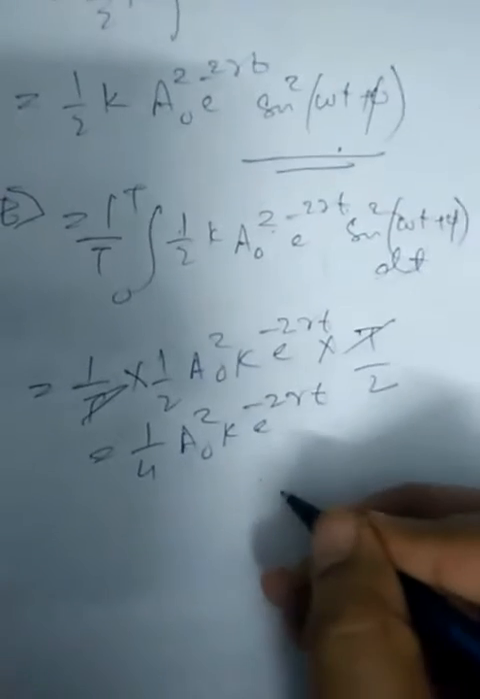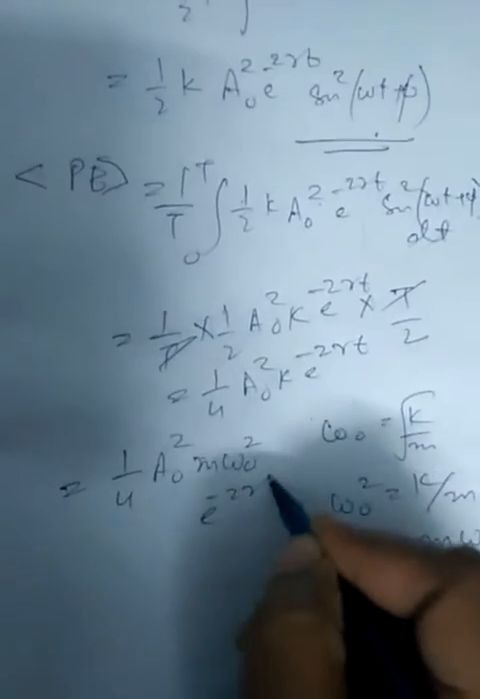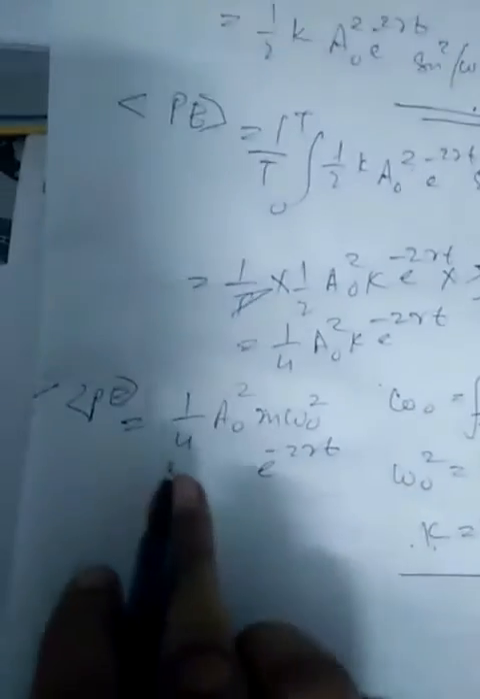Now, what is the value of k? That you have to find out. We know that omega naught square is equal to k by m, or k is equal to m omega naught square. Now put it here, so it will be 1 by 4 a naught square m omega naught square e raised to power minus 2 gamma t. That is your average potential energy. So we have found the average potential energy and the average kinetic energy, and the total energy loss will be equal to the sum of these two.